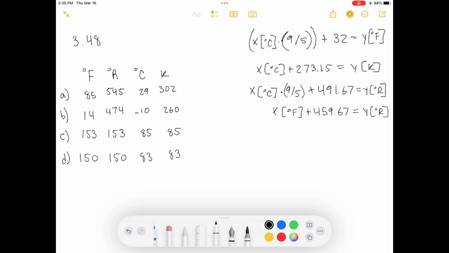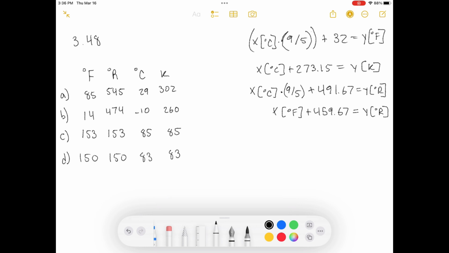Today we're working out of Elementary Principles of Chemical Processes, 3rd edition, and we're doing problem number 3.48. The problem statement says, convert the temperatures in parts A and B and temperature intervals in parts C and D. Okay, so there is a difference when you're doing temperature conversions, if you're working in temperature differences than if you're working in absolute values, then the conversions go a little bit different.